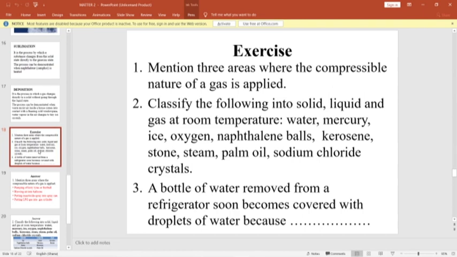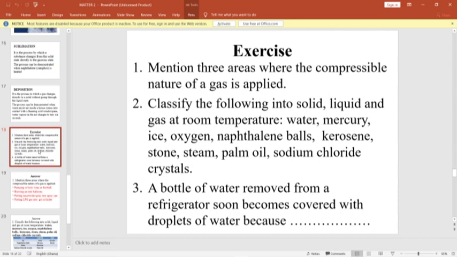Classify the following into solid, liquid, and gas at room temperature, and they are water, mercury, ice, oxygen, naphthalene balls, kerosene, stone, steam, palm oil, and sodium chloride crystals, which is the same as common salt.